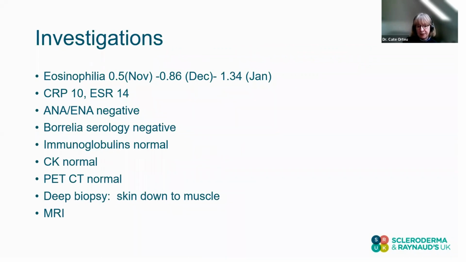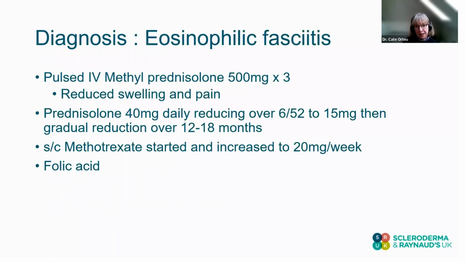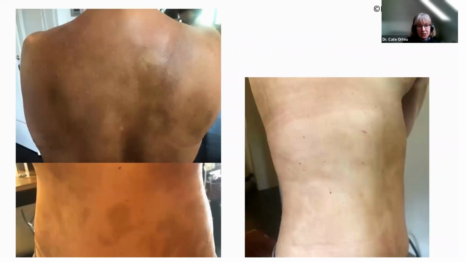Her ANA was negative and her other investigations were normal, but she had a biopsy and an MRI which confirmed that she had fasciitis, i.e. inflammation going deep and around the muscles and fascia. So she was treated with methylprednisolone, steroids and methotrexate. And she did really well in that her swelling and the skin thickening reduced, but she then developed plaque morphea, which gradually faded and resolved with her treatment.